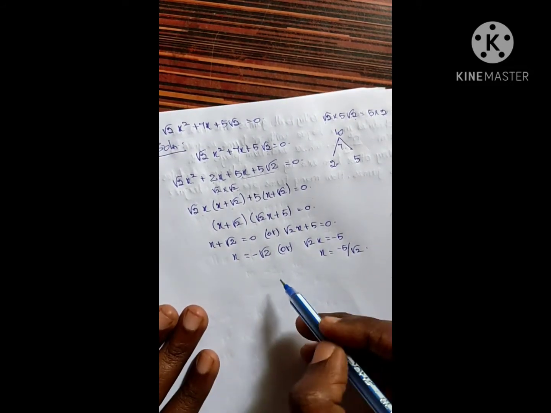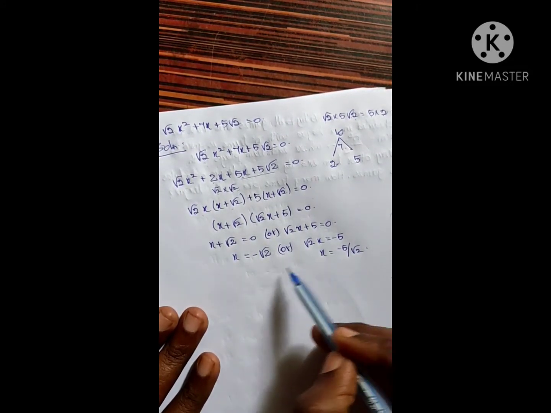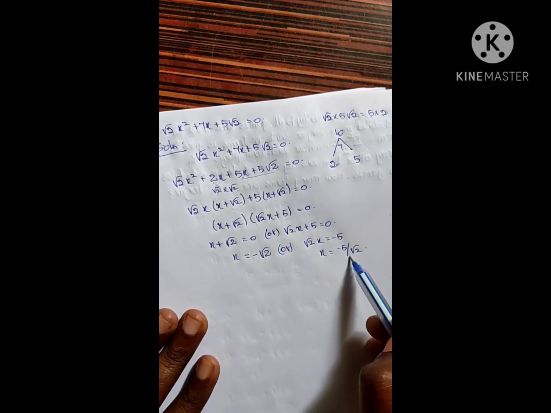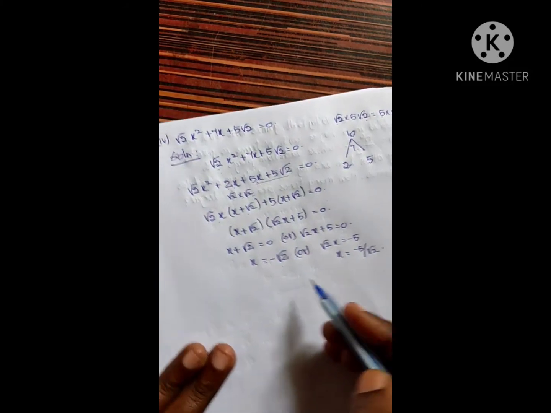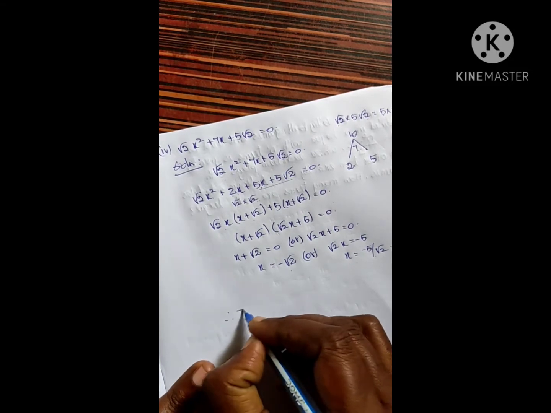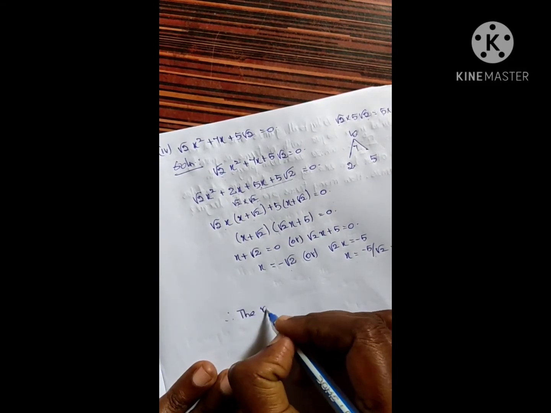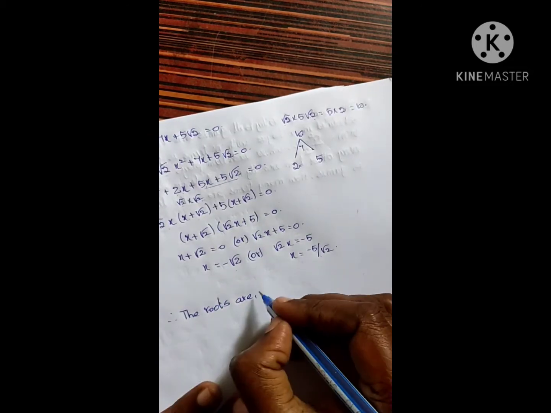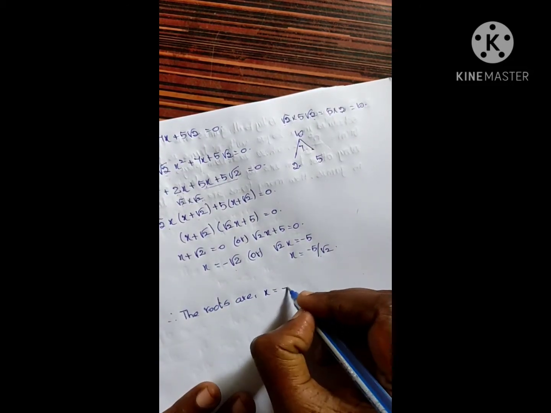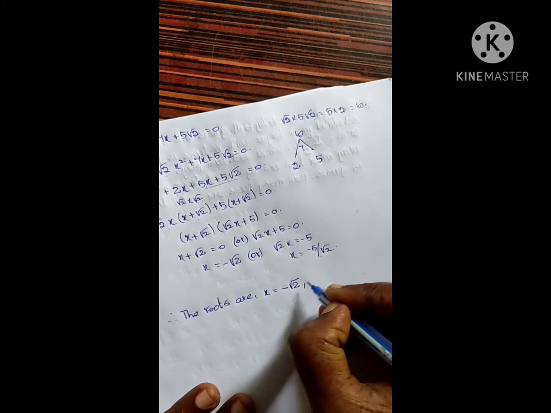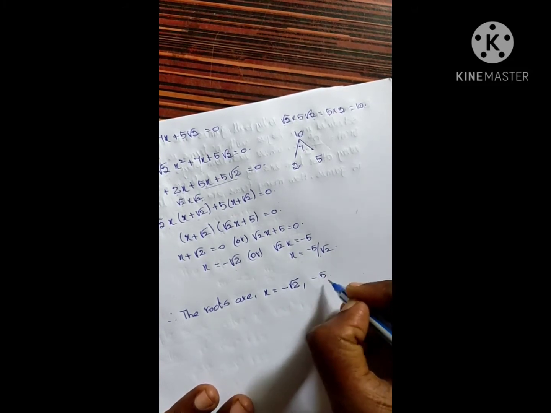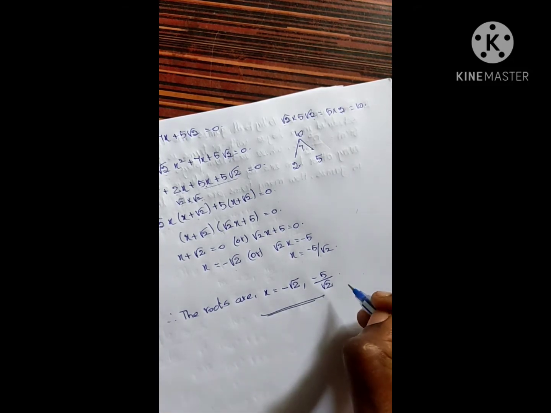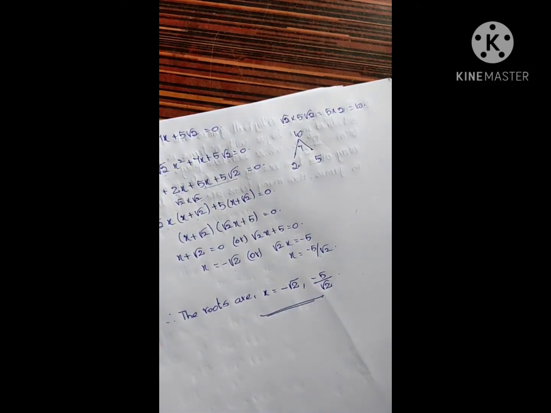So the solution of this equation is x = -√2 or x = -5/√2. Therefore, the roots are x = -√2, -5/√2. So this is the answer for the fourth question.